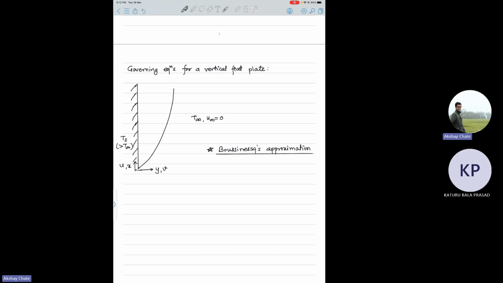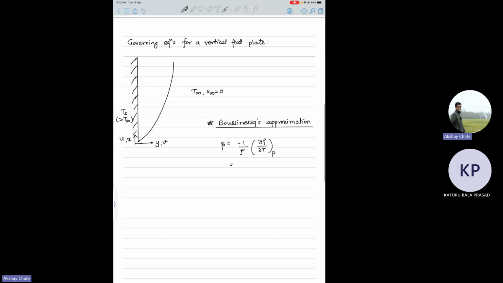So what it basically means is this. You replace the compressibility factor, which is defined as 1 by rho del rho by del T at constant p. You replace this del rho by del T term with a difference of rho infinity minus rho over T infinity minus T. So this is the basic assumption, but what it does is it helps you simplify the equations. And how do you do that?